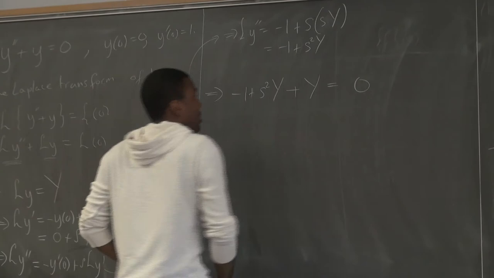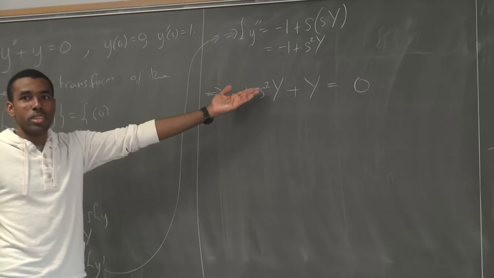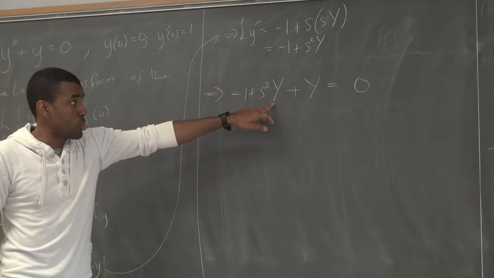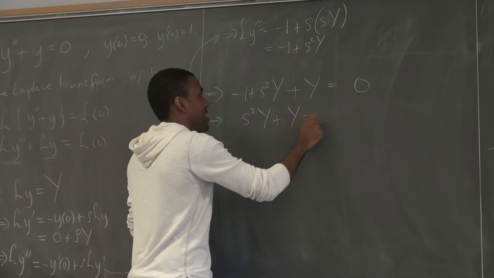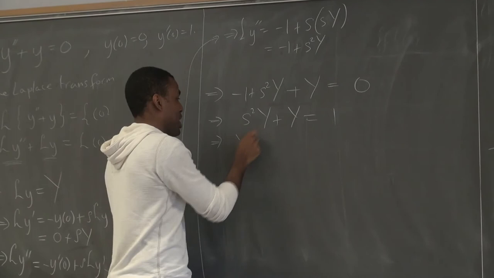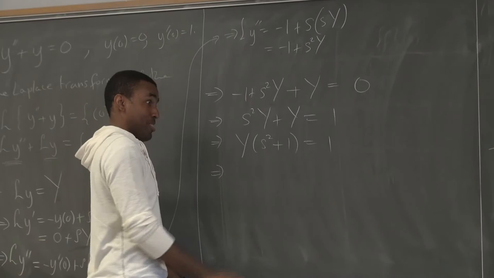Now notice there are no derivatives here. I just turned a differential equation into a regular equation. All I want to do now is solve for y. Right? How do we solve for y? Half the one. Move the one over, right? Algebra. Now what? We factor out the common y. Divide by this guy.